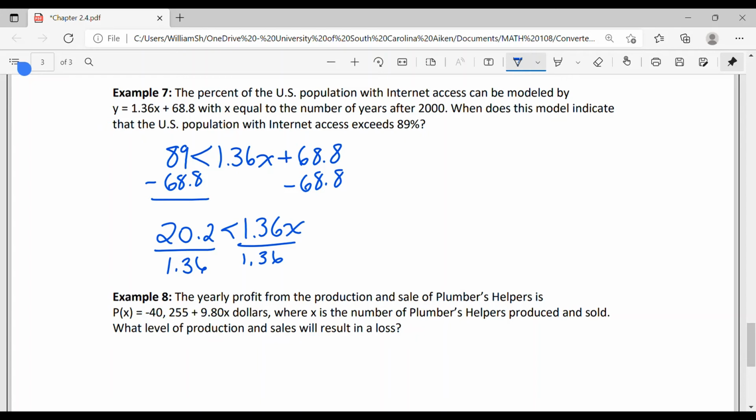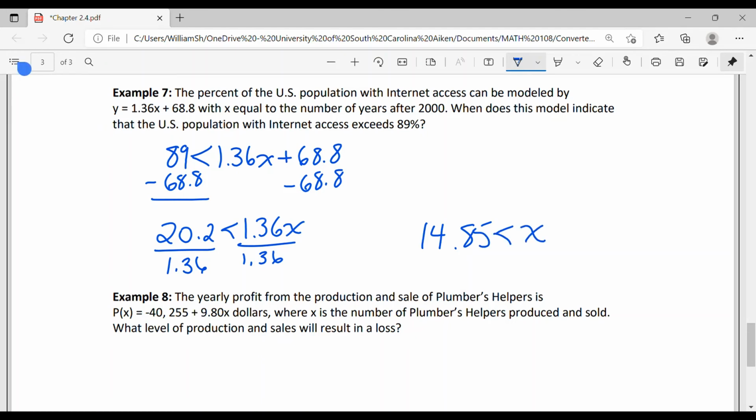And 20.2 divided by 1.36 is going to give us a value of 14.85. So our x needs to be bigger than that.